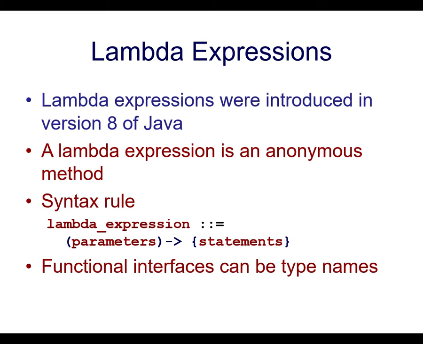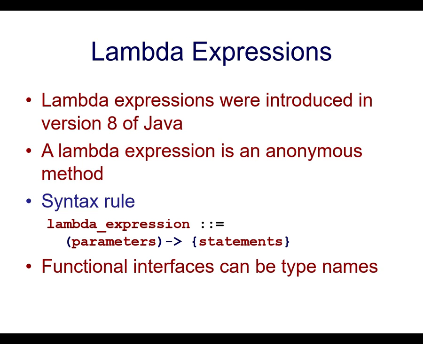To try to overcome this unfortunate complexity, in Java 8, lambda expressions were introduced. Lambda expressions are actually quite common in functional programming languages that are based on a branch of mathematics known as lambda calculus, which is where they get their name. A lambda expression is really just an anonymous method.